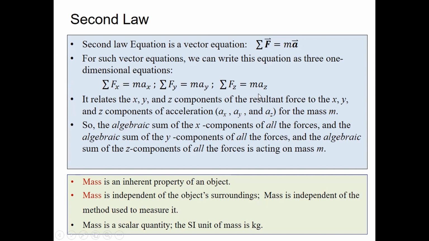Then we come to know also that mass is a basic property, or an inherent property, of the object, just like an electric charge. Mass is also independent of the object's surroundings, and mass is independent of the method adopted for the measurements. Mass is a scalar quantity, and standard international units must be used to express it. Standard international units have the mass unit as kilogram.